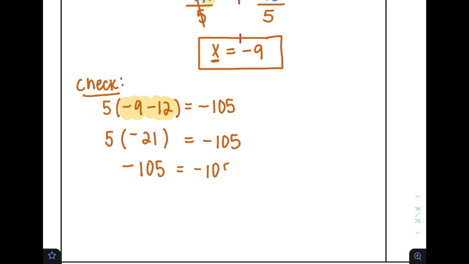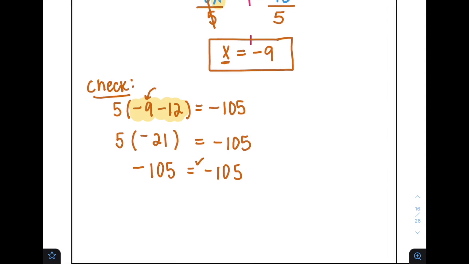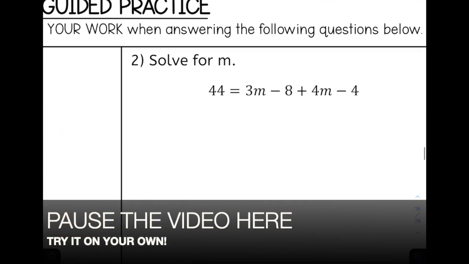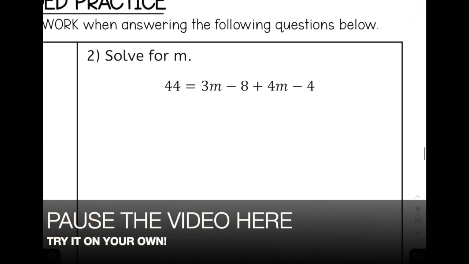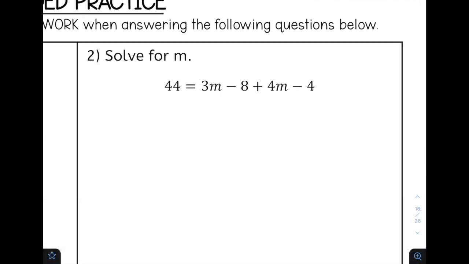And as long as that balances out on both sides, you know that your answer of negative 9 that you substituted in is correct. So this is how you ensure that you have your correct answer. Number 2, pause the video, try this one on your own, and come back and check your answer.